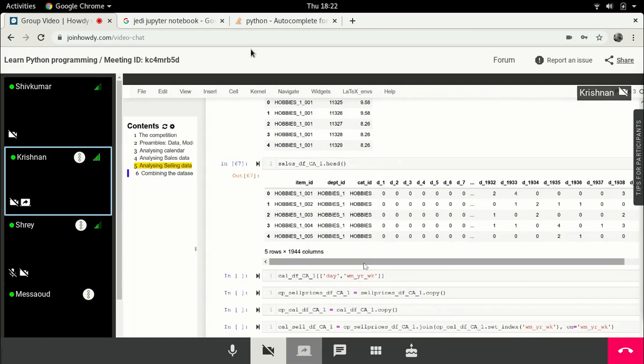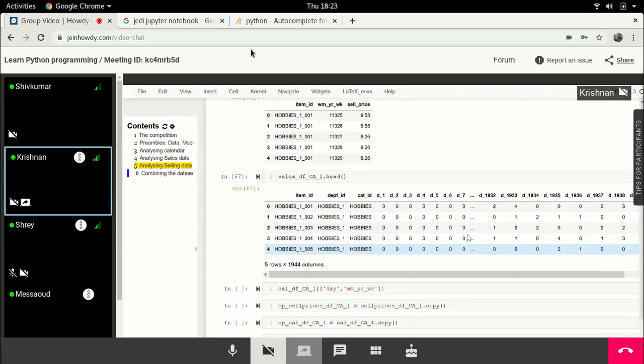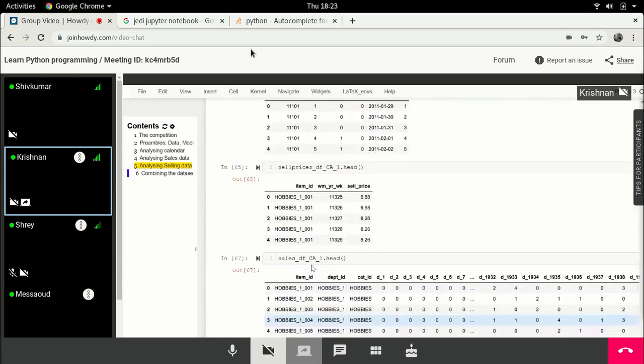But if we need to do any kind of price analysis, we also have to find out what was the actual sale that was achieved. For example, if you take the very first hobbies 1001, on day 1932 it sold 2 items, but we would like to know how much actual money we made out of it. So what is the price on that day? For that we need to combine the prices from the previous data frame into this one.